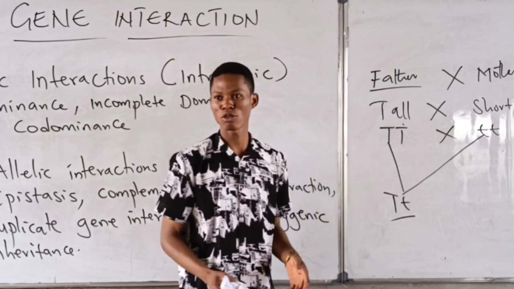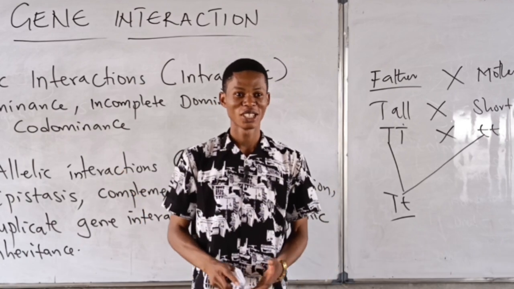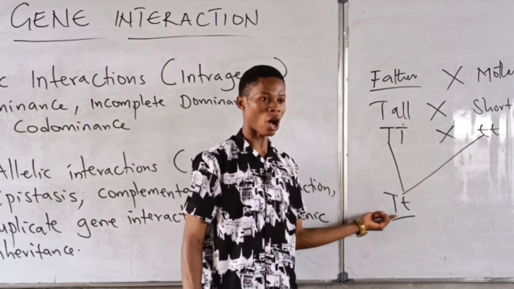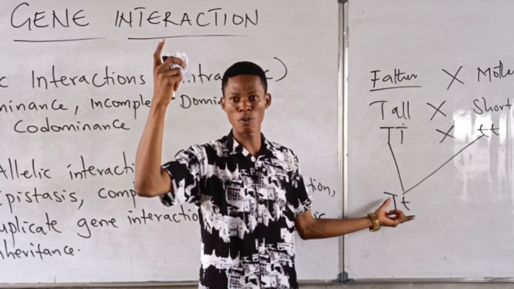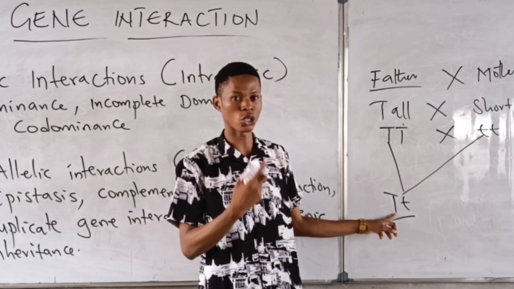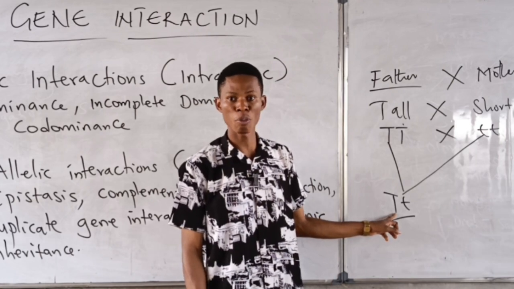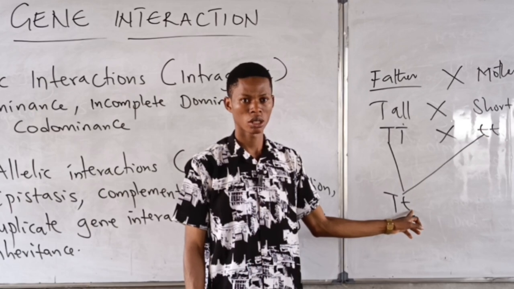I thought the person would be tall on Monday and short on Tuesday. The person has both the tall allele and the short allele, but one is showing forth in the phenotype while one is suppressed, right? Yes. The one showing forth in the phenotype is the dominant allele, right? While the one that is suppressed is what?